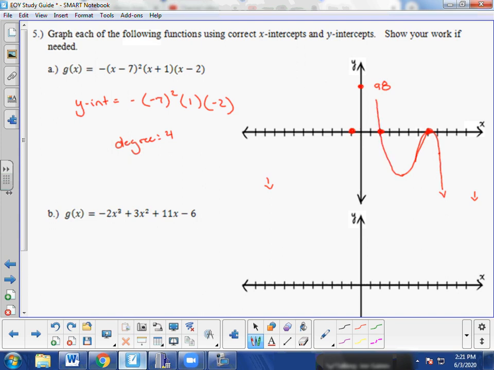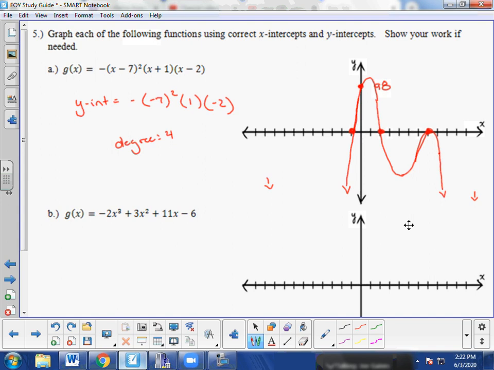It's going to go through 2. Somewhere in between 2 and negative 1 on the x-axis, it's going to turn around and come back down. I'm going to draw it through that y-intercept and draw it through my last x-intercept. And there we have a sketch of the graph for g of x.